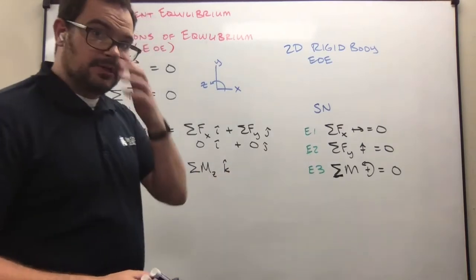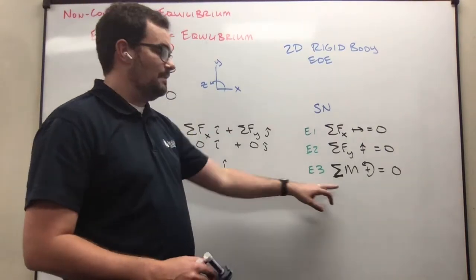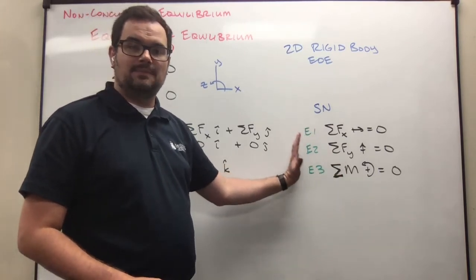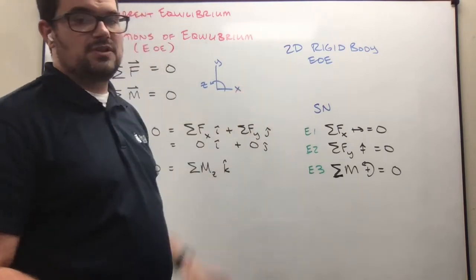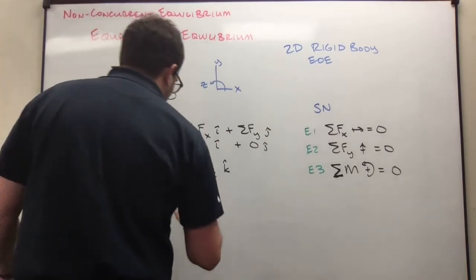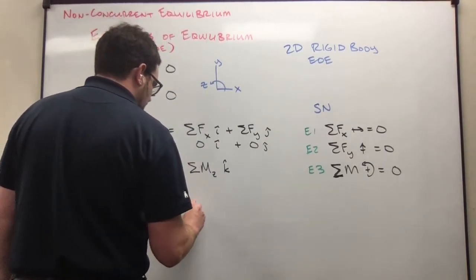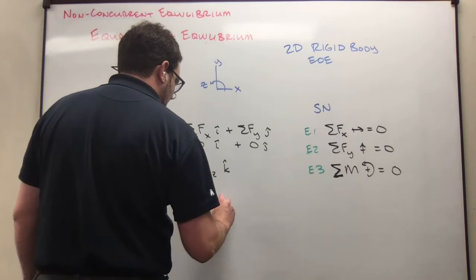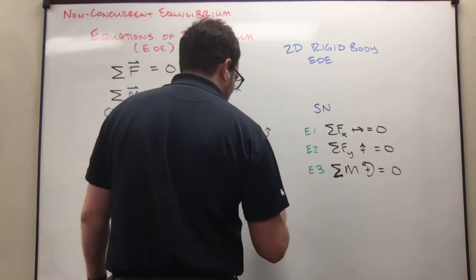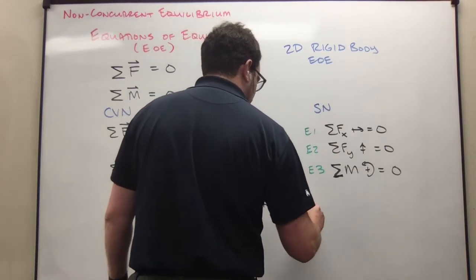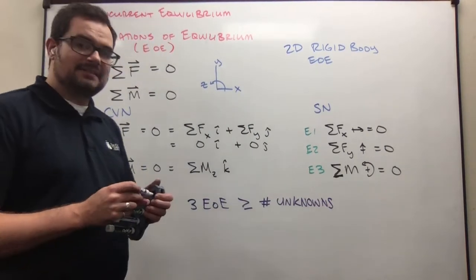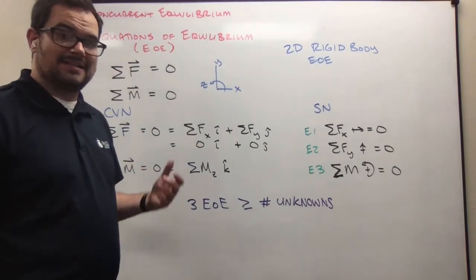Now, I will note your textbook talks about the fact that you can actually write three independent sum of the moment equations, but the bottom line is you're never going to be able to write more than three independent equations for 2D rigid body equations of equilibrium using statics, which means that we can solve for up to three unknowns. So because we have three equations of equilibrium, that has to be greater than or equal to the number of unknowns we're attempting to solve for. And again, those unknowns are typically expressed in our free body diagram as the reactions.